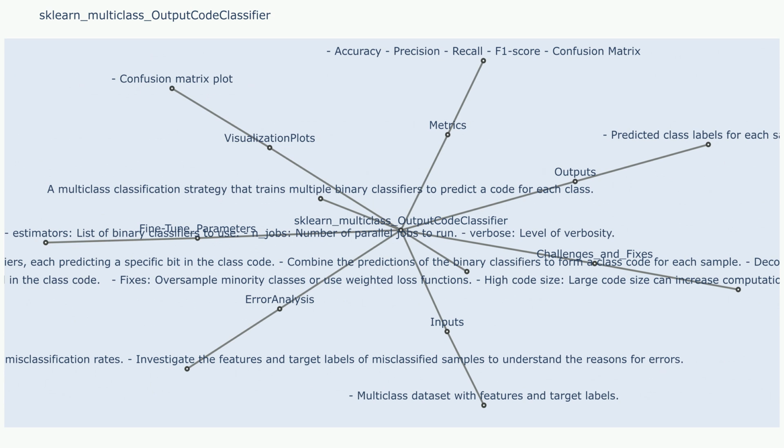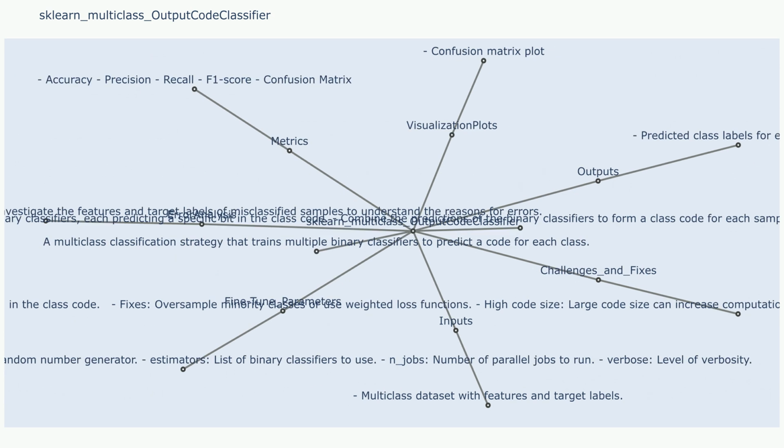Steps: encode the target values into a binary code. Train a binary classifier for each bit in the code. Predict the class by taking the code with the highest score. Metrics: accuracy, the percentage of correct predictions.